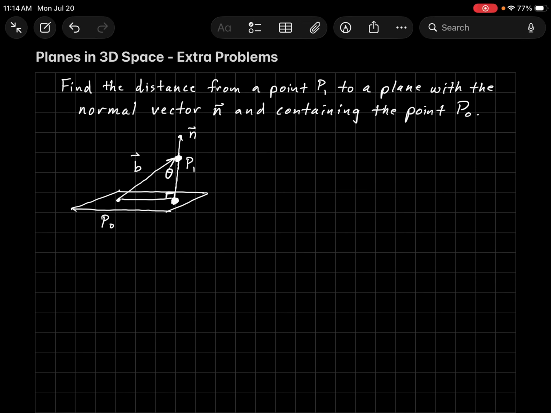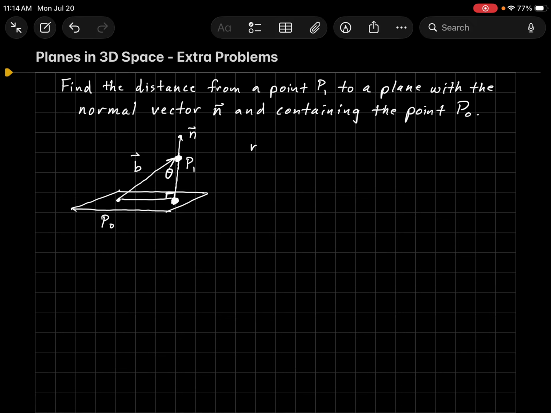In this video, we're going to do some extra problems that involve planes in three-dimensional space. For our first problem, let's find the distance from a point P1 to a plane that has the normal vector n and which contains the point P0.